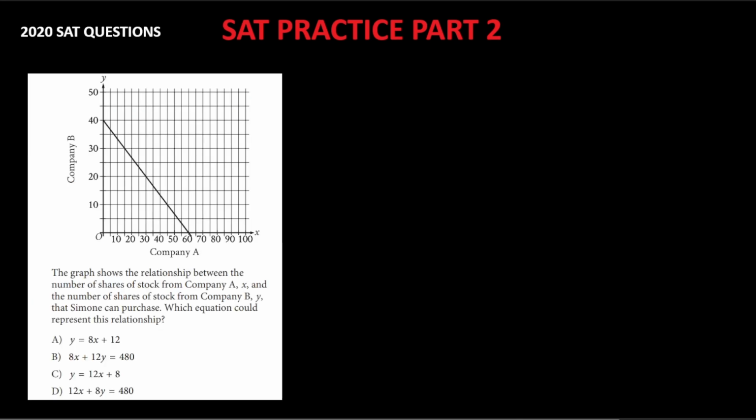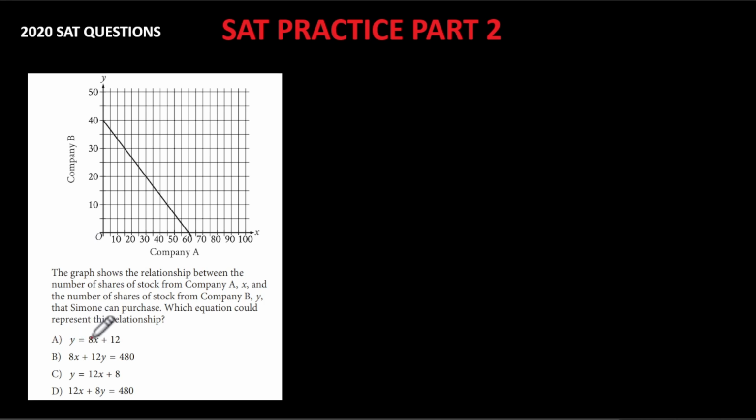In looking at this graph here, there's a couple things that pop out at us. First, it has a negative slope. And the second thing is that our company A and company B comprise the X and Y axis. Let's look at the narrative. So it says the graph shows the relationship between the number of shares of stock from company A, X, and the number of shares of stock from company B, Y, that Simone can purchase. Which equation could represent this relationship? Well, let's look at the first one. This is in y equals mx plus b form here.